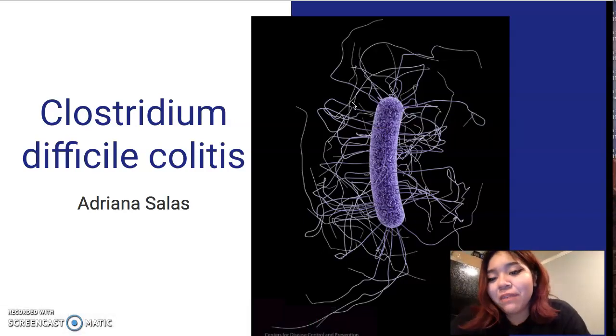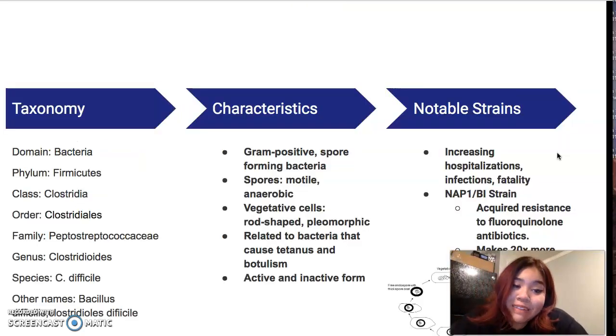Today I'll be talking about Clostridium difficile colitis. This is an infection caused by a bacteria. Its most recent name is Clostridium difficile. It is a gram-positive spore-forming bacteria. Its spores are motile and anaerobic, while its vegetative cells are rod-shaped and pleomorphic.